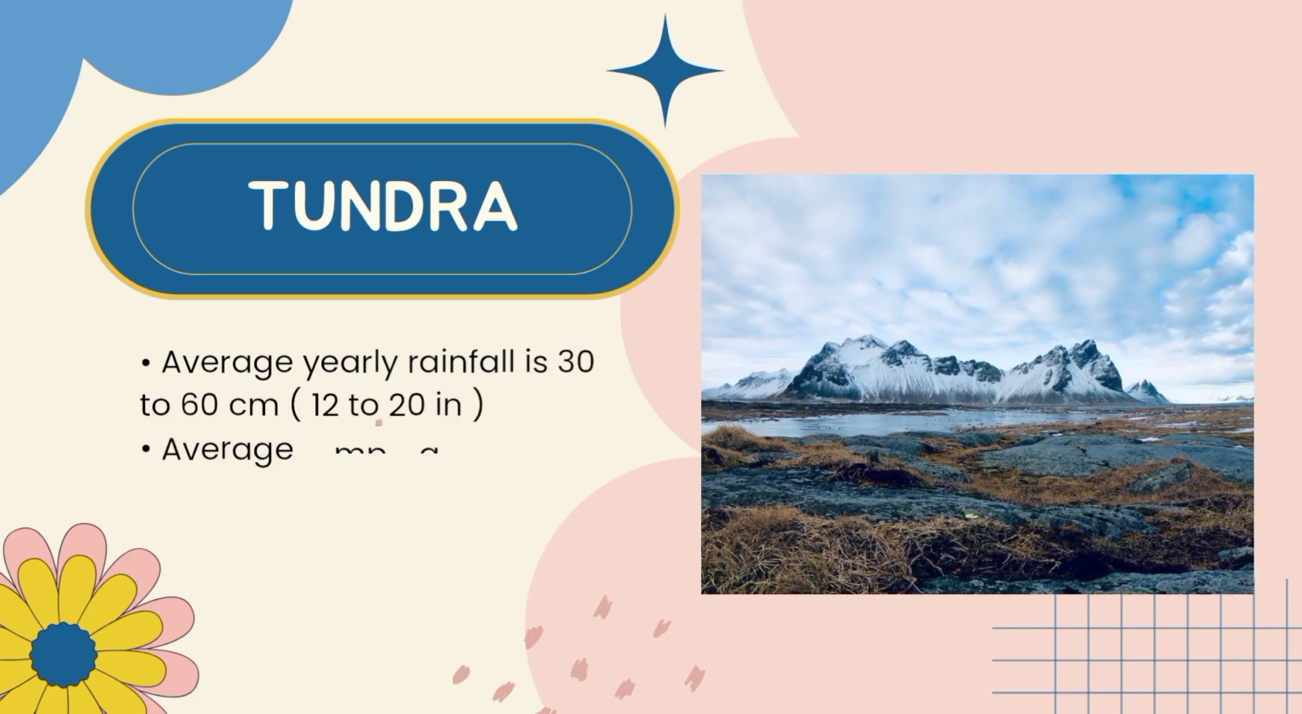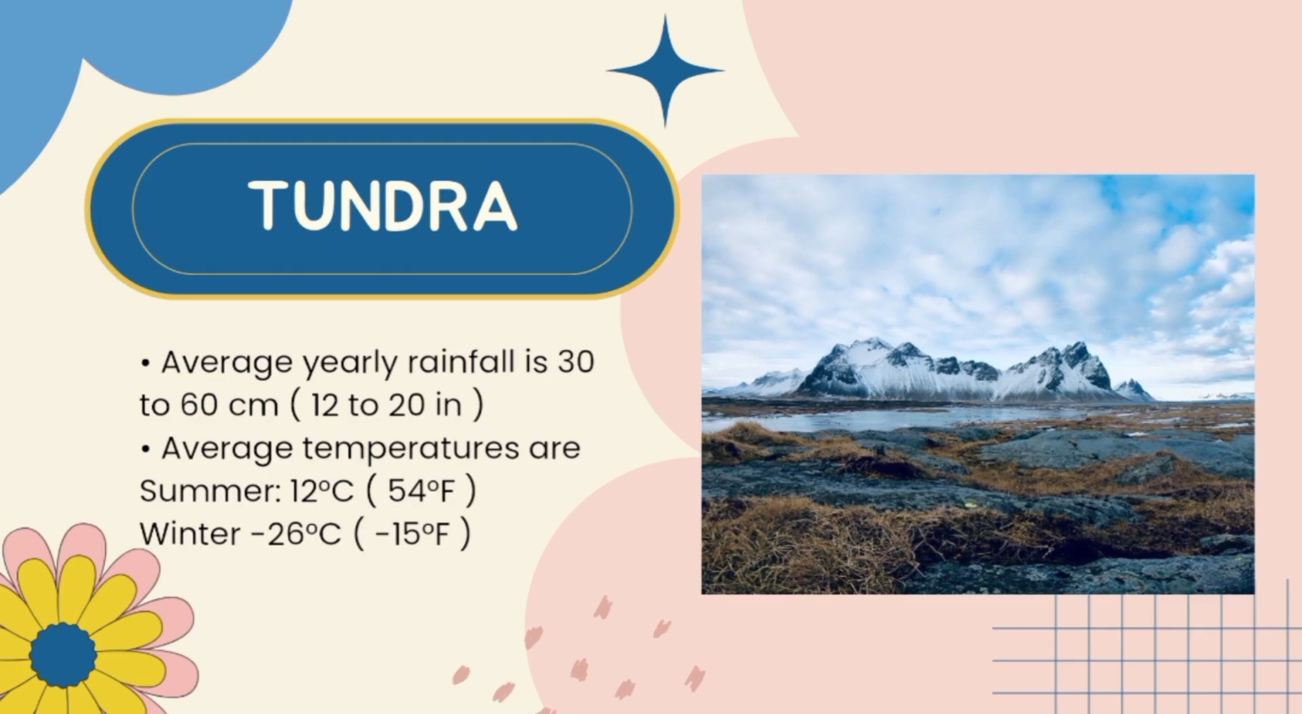And last but not the least, we'll talk about the tundra. The average yearly rainfall in tundra ranges from 30 to 50 centimeters, which is 12 to 20 inches. And the temperature in the summer is around 12 degrees Celsius or 54 degrees Fahrenheit, while in winter the temperature is around negative 26 degrees Celsius, which is negative 15 degrees Fahrenheit.